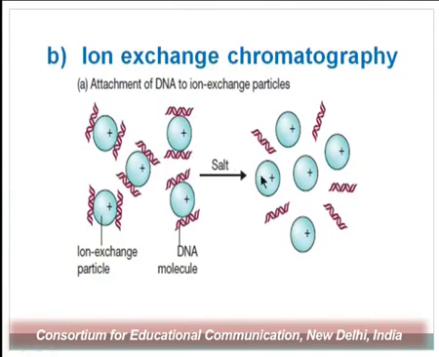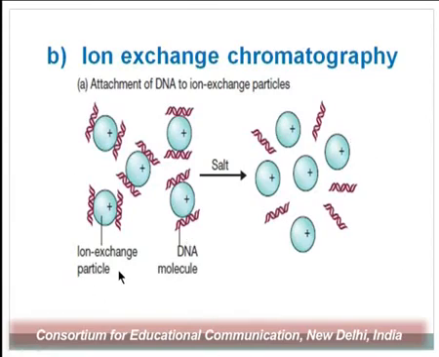As we keep increasing the salt concentration, more and more tightly bound molecules tend to come out and leave the resin. When the salt concentration is lower, loosely bound molecules will come out, and at higher salt concentrations, tightly bound molecules will come out. Because the DNA will be tightly bound, we can sequentially elute the samples from the resin by using different salt concentrations. So this ion exchange chromatography became an important aspect.